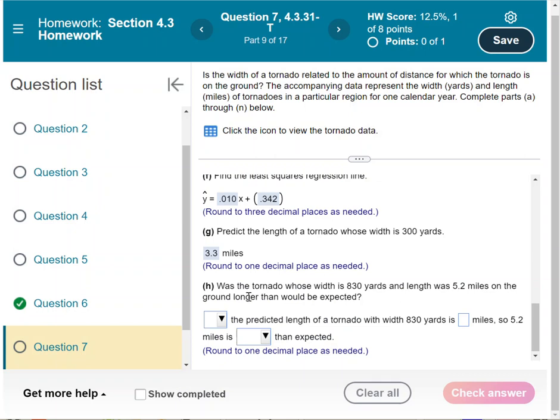All right. Was the tornado whose width is 830 yards and length was 5.2 miles on the ground longer than would be expected? Well, again, what's expected would be predicted by our line. So this time I've got to plug in 830 into my equation.